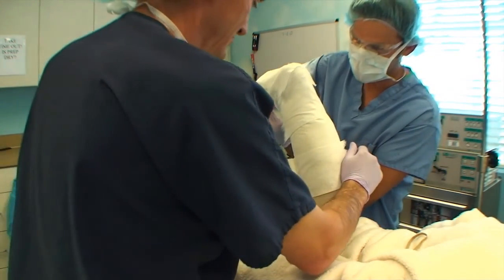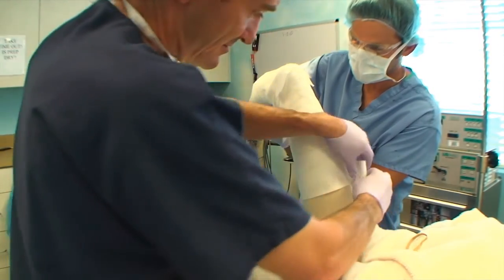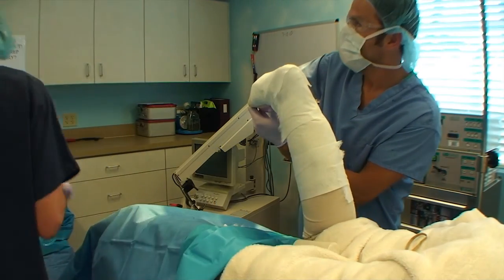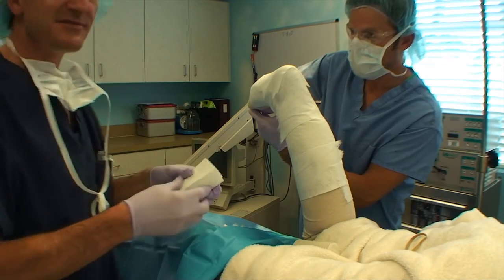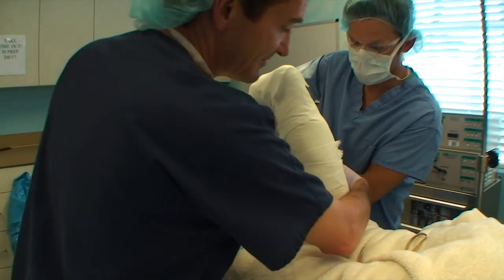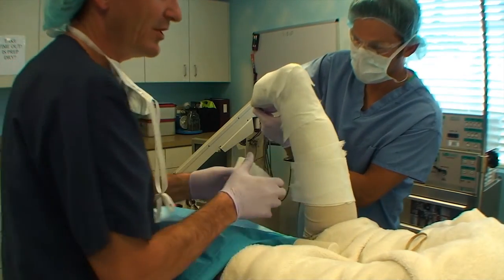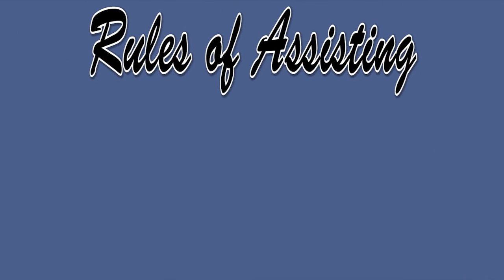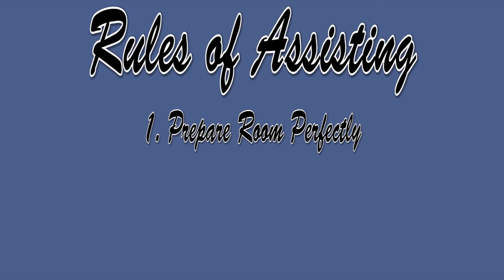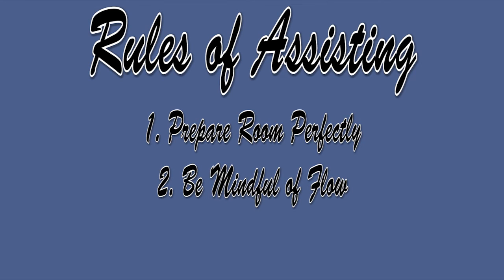We do many different procedures in the office and give many different types of injections, as well as do casting and other different services, some of which you will need to be present in the room to provide supplies or support. The rule of thumb when assisting is to first, prepare the room as perfect as possible. Second, be mindful of your flow. Keep the patient rooms full with patients.